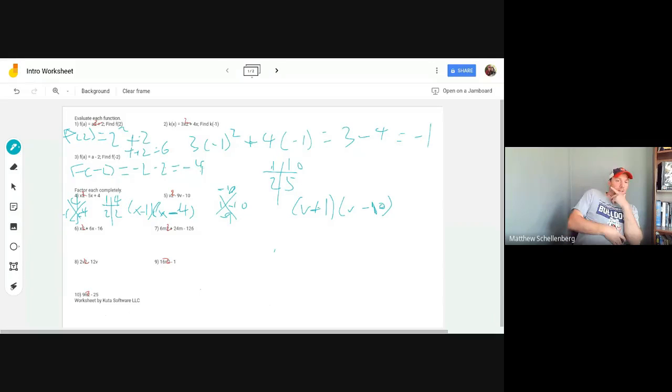Okay. Number 6, x squared plus 6x minus 16. So we have our handy dandy little diamond, minus 16, and then a 6 on the bottom. And so 16 is either 1 and 16 or 2 and 8. Minus 16 and 6 on the bottom.